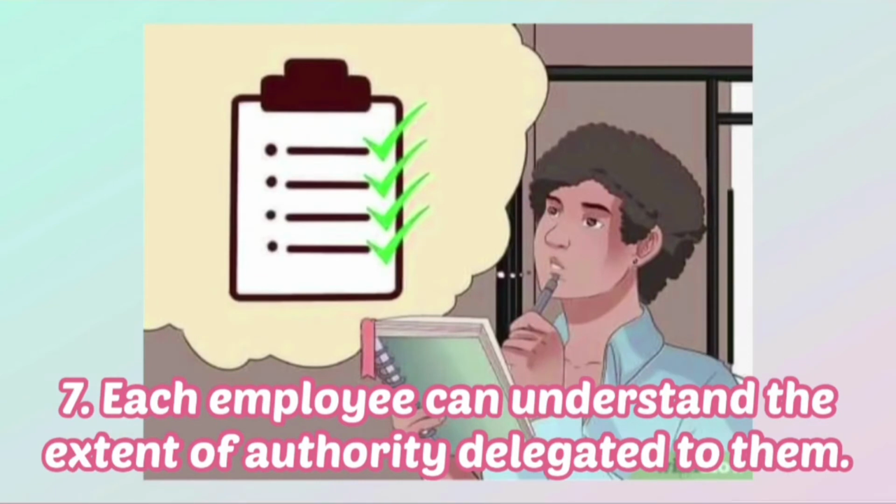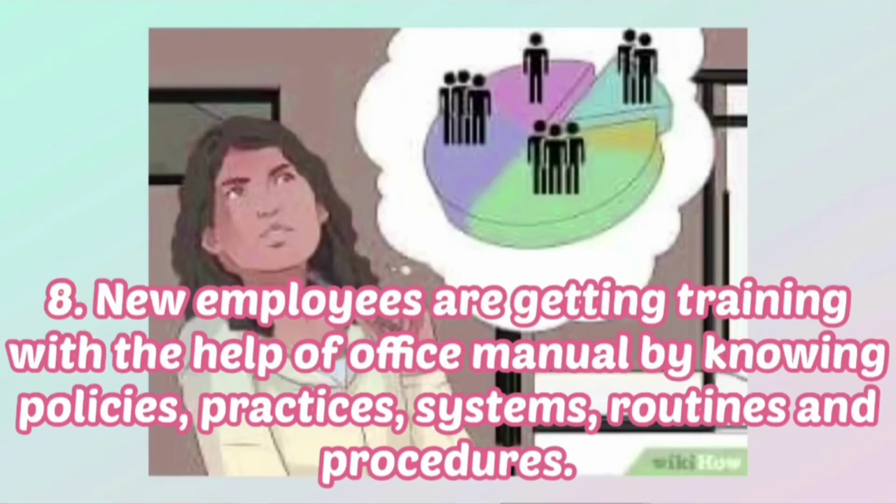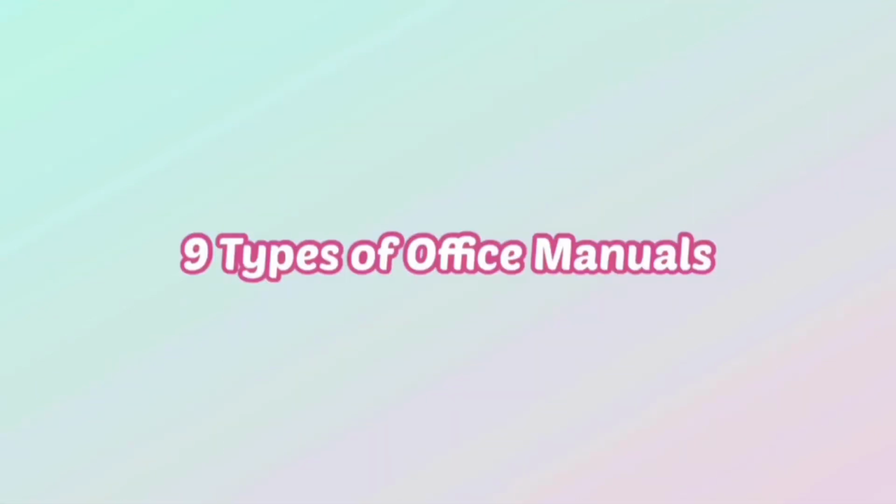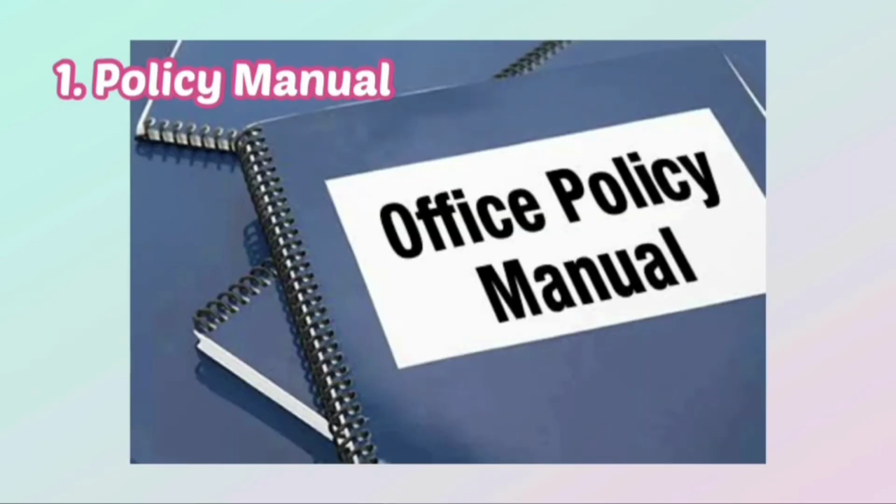Seventh, each employee can understand the extent of authority delegated to them. Eighth, new employees get training with the help of the office manual by knowing policies, practices, systems, routines, and procedures. And lastly, the office manual imparts refresher training to existing employees. Nine types of office manuals. First, policy manual. It contains an organization's rules, policies, and procedures and helps staff and management to run the business.